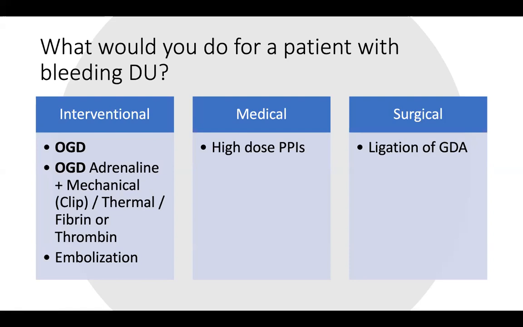So upper GI bleeding, to be honest, in real life in the UK is a gastroenterology or a medical admission, okay? But we still see them, and it's still a very classical topic in the MRCS and surgical exams in general, okay? It's a very classic topic, okay? But in real life, it goes to the medical team normally, okay? But at some point, they might ask us to join, especially in a bleeding duodenal ulcer, and they need a ligation of the GDA.